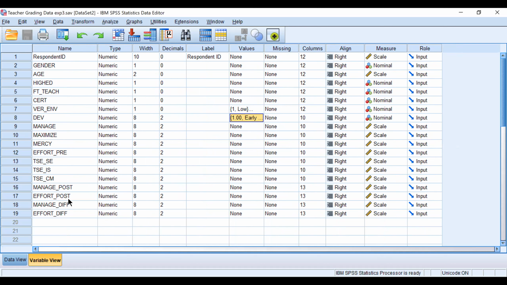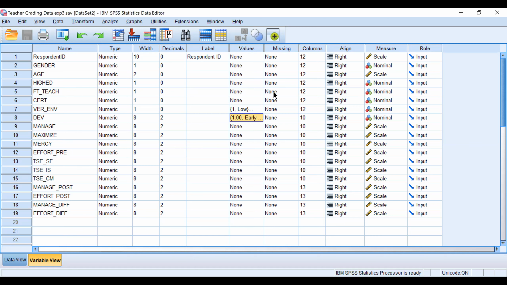Their effort is a measurement of whether they condoned awarding a portion of a student's grade based on whether or not they perceived the student made an effort. And again, the independent variable is this quasi-experimental manipulation where they were either told that the students for whom they were going to assign the grades were low achieving, high achieving, or they were told nothing about the students.